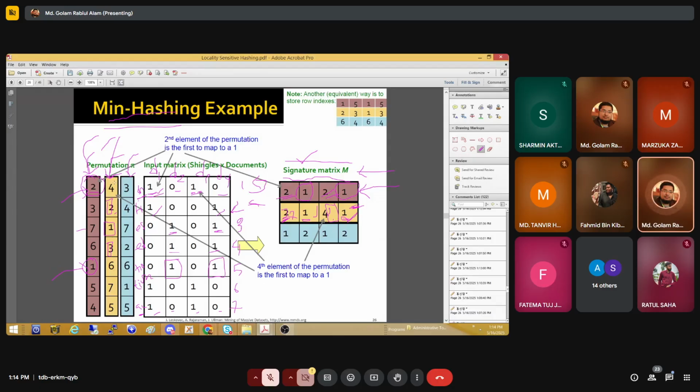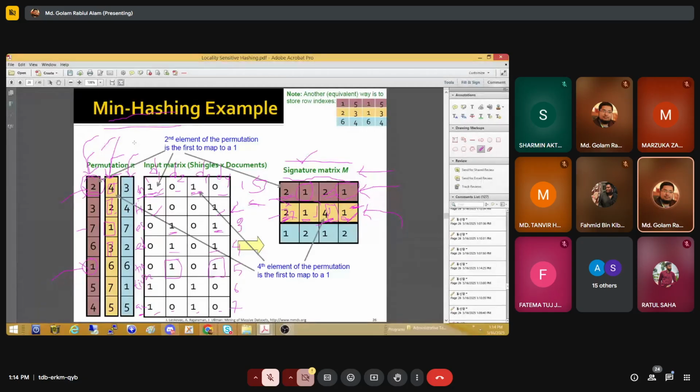Then we have to move to 4. Here is the 4. And for 4, the first position is 1 and the third position is 1. That means first position and fourth position is 1. Now in the first position we have to add 4, but already 2 is there. So 2 will be the case, because 2 is the minimum one. But in the third position, we didn't have any value, so we have to add the 4. So this is the generation of the second signature.